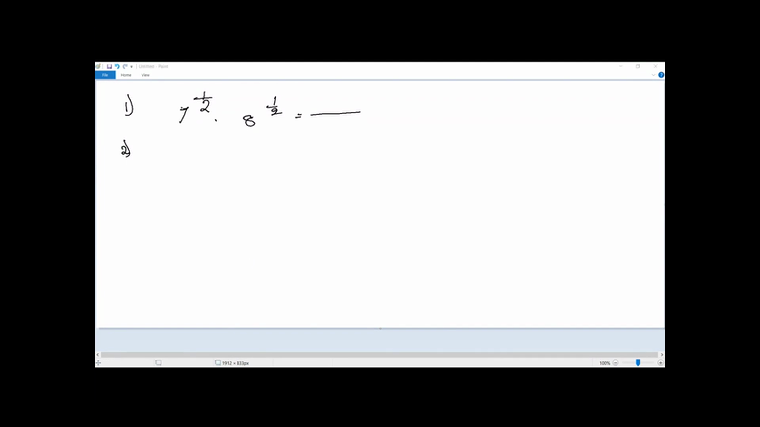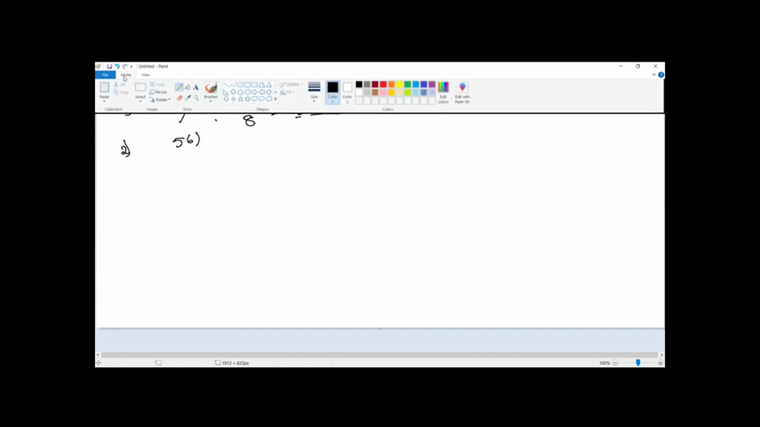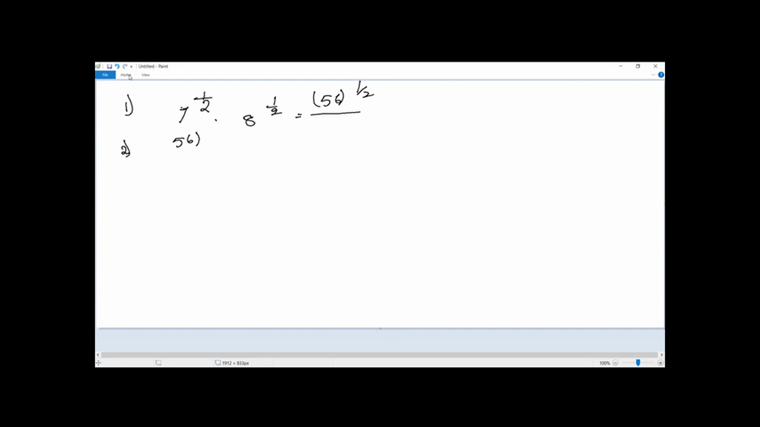Aishwarya is not answering. Prerana has written 56 to the power 1 by 2. Yes, Prerana, you write. Ma'am, I also said 56 to the power of 1 by 2. Correct. a to the power m into b to the power m equals ab to the power m. Correct.